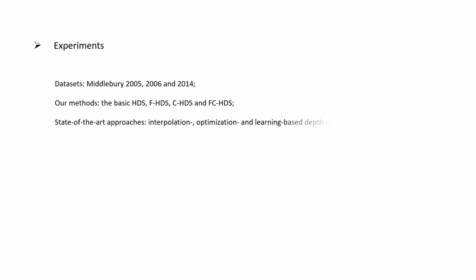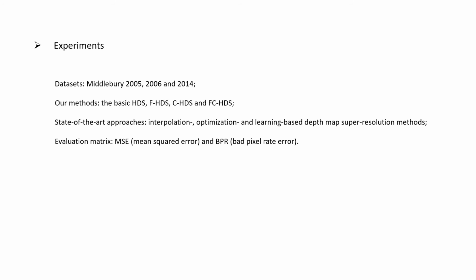We conduct our experiments on Middlebury 2005, 2006, and 2014, and extensively compare our four methods, the basic HDS, FHDS, CHDS, and FCHDS, with state-of-the-art approaches. We use both mean square error and bad pixel rate error for quantitative evaluations. Bad pixels are those whose values deviate from the ground truth by more than one disparity level.